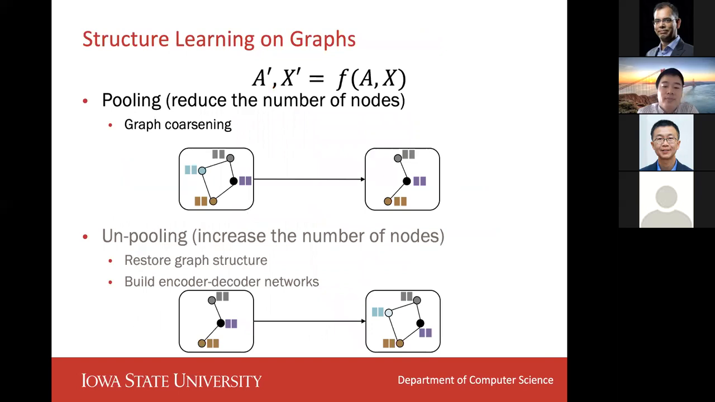For structured learning, we will introduce graph pooling and graph unpooling. Graph pooling will reduce the number of nodes in the graph, which results in a coarsened graph. So it is very similar to a classic task, graph coarsening. In contrast, graph unpooling aims to restore the original graph structure. Typically, it will increase the number of nodes in the graph, and it helps to build an encoder-decoder network. So let's first look at the graph pooling.